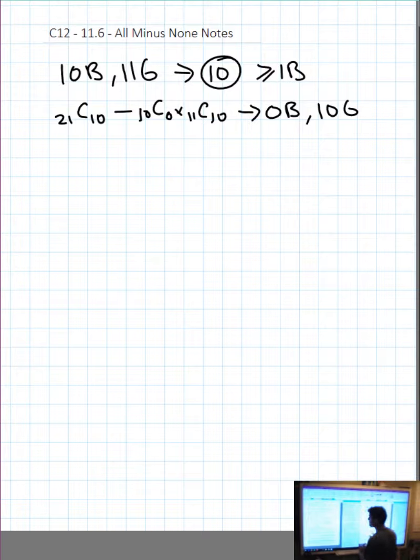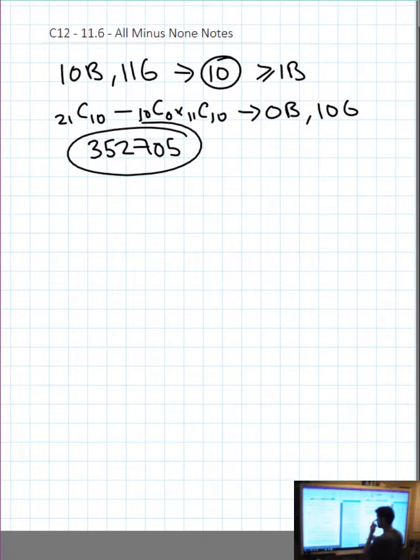And then as you can see from the notes, that works out to be a gigantic number, 352,705. A much easier thing than adding up all those cases as seen in the notes.